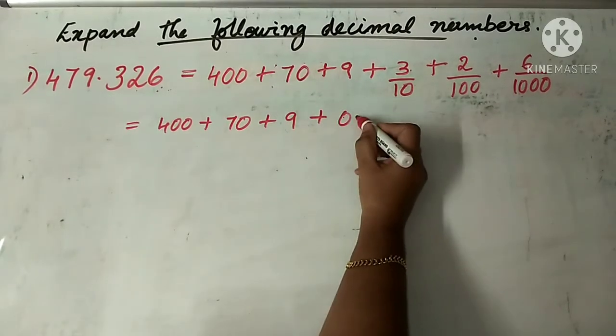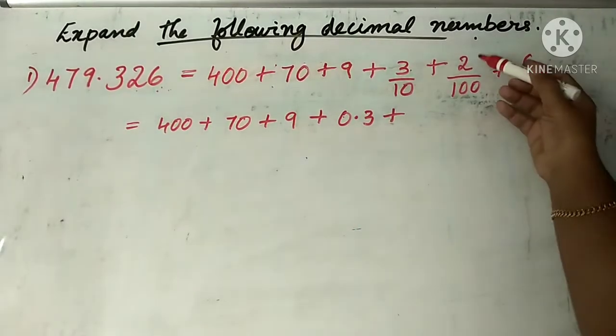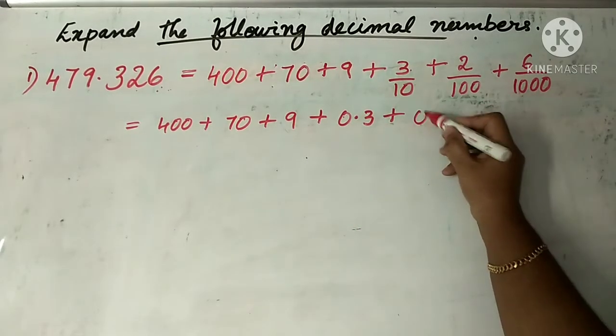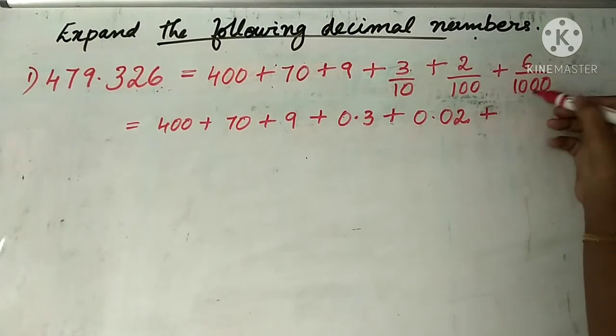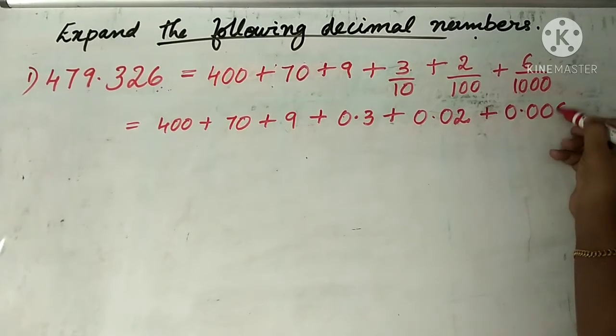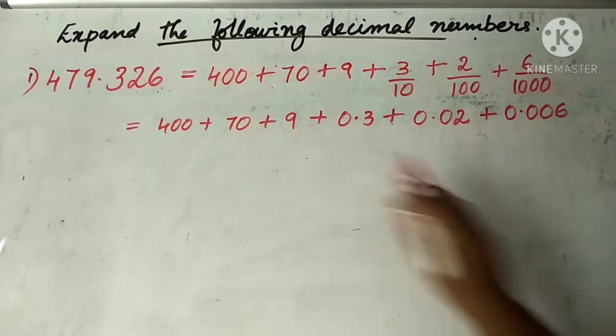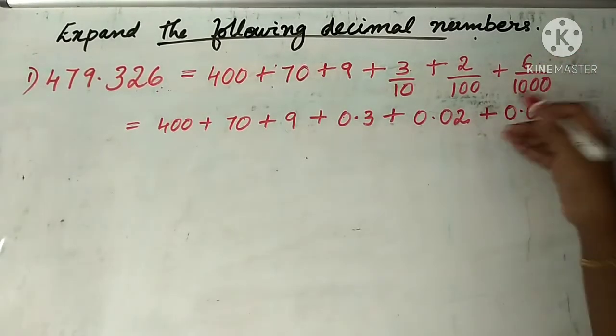We can write it as 0.3 plus 2 by 100, we can write it as 0.02 plus 6 by 1000, we can write it as 0.006. Okay, this I will explain later, how we can represent the fraction as a decimal.